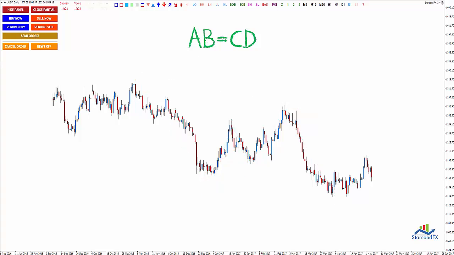You need some practice to spot all these. My suggestion, keep drawing on your chart. Mark the AB equals CD patterns you can spot until you get used to it. Draw or mark big movements and small movements. You will be amazed how this AB equals CD pattern is often respected by the market.